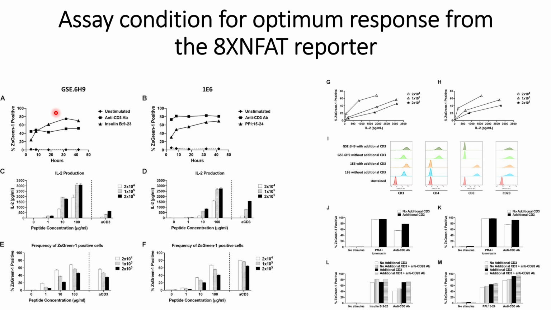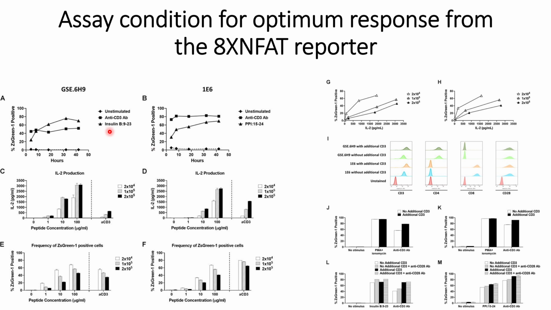In order to check that, they used two different T cell receptors, that is GSE 6H9 or 1E6, and they used the APC cells that can express these receptors to the T cells. Along with that, they also used anti-CD3 to activate the T cells. When the T cells are not activated, they see minimum signals for both receptor conditions, that is, their reporters do not show a green signal.